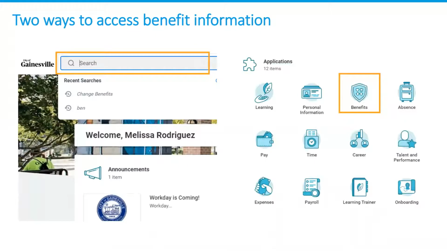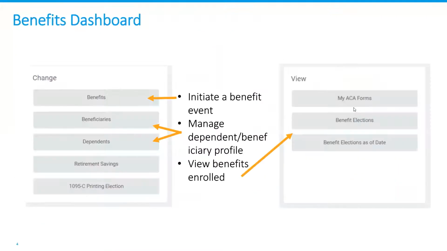There are two ways to access the benefit information screen. You can either type in the search bar or click on the benefits worklet under Applications. This is the benefits dashboard. On the left is where you can change information. The benefits button is where you will start your benefit event change.